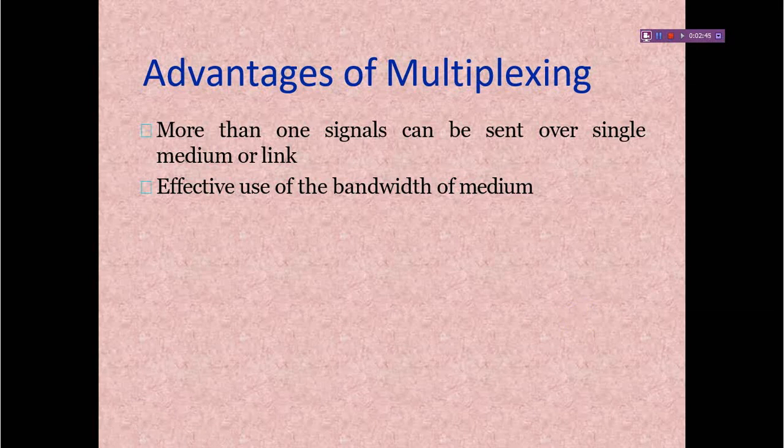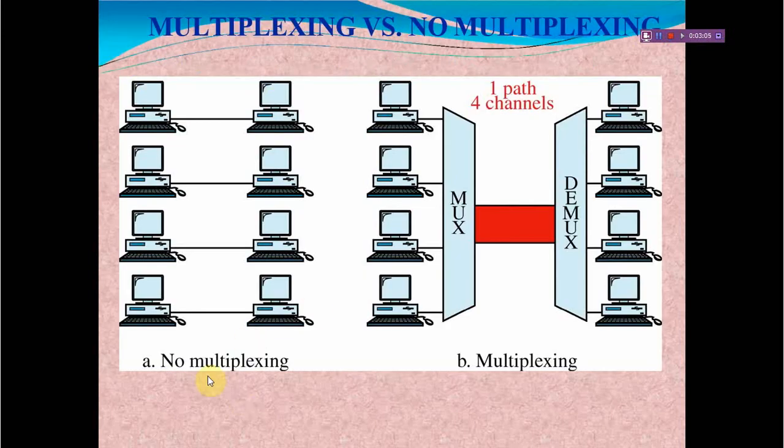Advantage of multiplexing: more than one signal can be sent over a single medium or link. Means many signals can be sent simultaneously over a single link, and it is an effective use of bandwidth. Okay. So this is no multiplexing. In no multiplexing, we use n number of channels for n communications. Here 4 links are used to communicate between 4 senders and 4 receivers. But using multiplexing, we can use a single link to communicate between 4 senders and 4 receivers by using the multiplexing concept.